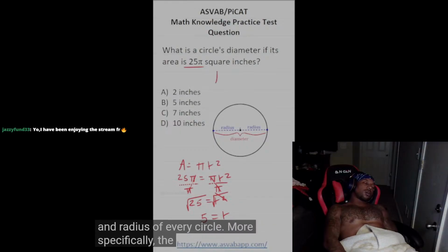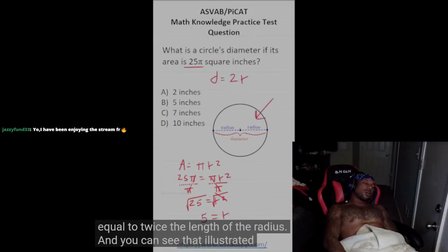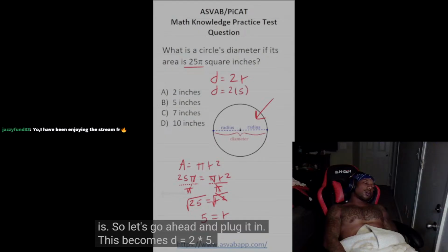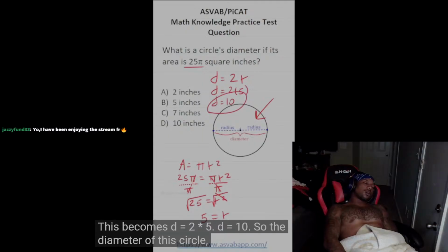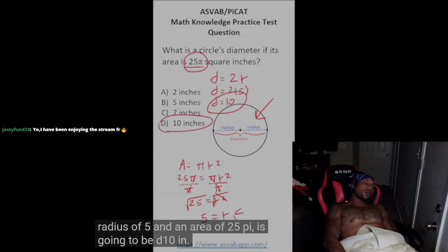More specifically, the diameter is always equal to twice the length of the radius, and you can see that illustrated here. In other words, d equals 2r. We know what r is, so let's go ahead and plug it in. This becomes d equals 2 times 5, d equals 10. So the diameter of this circle, which has a radius of 5 and an area of 25 pi, is going to be 10 inches.